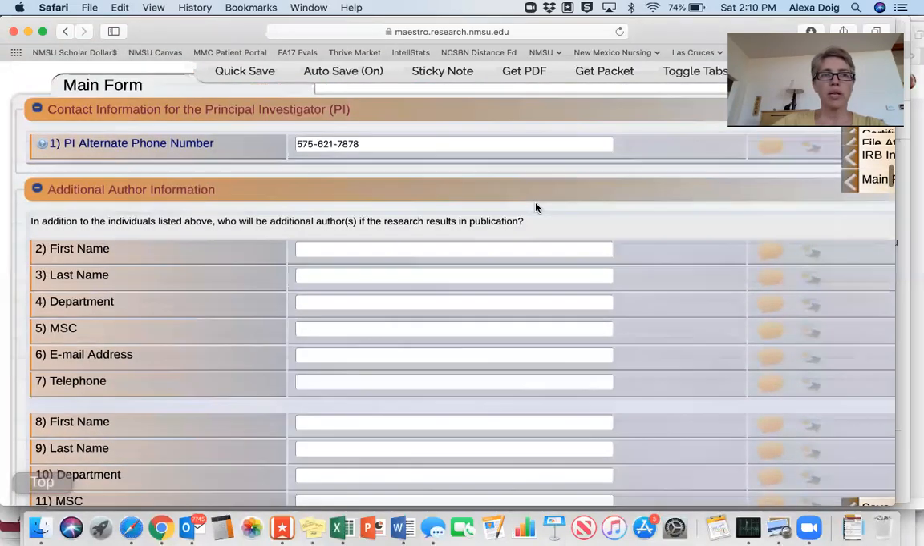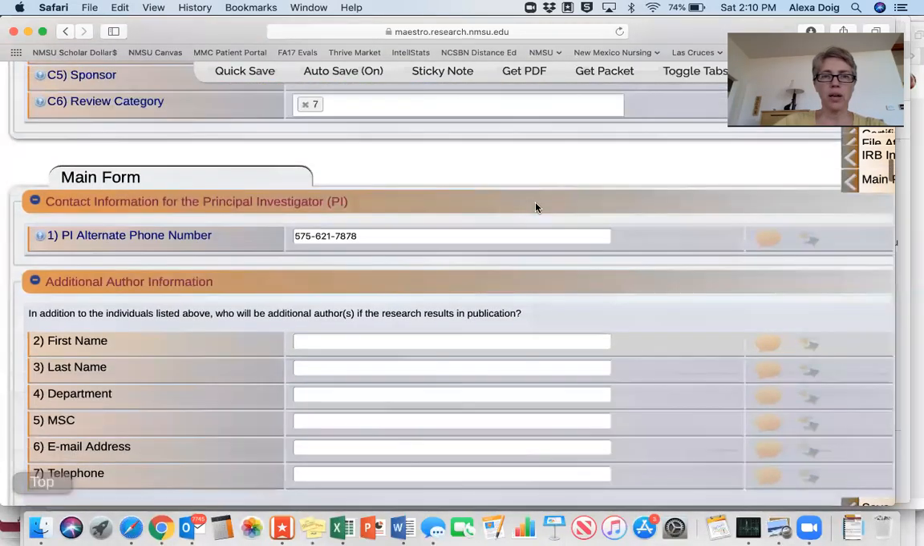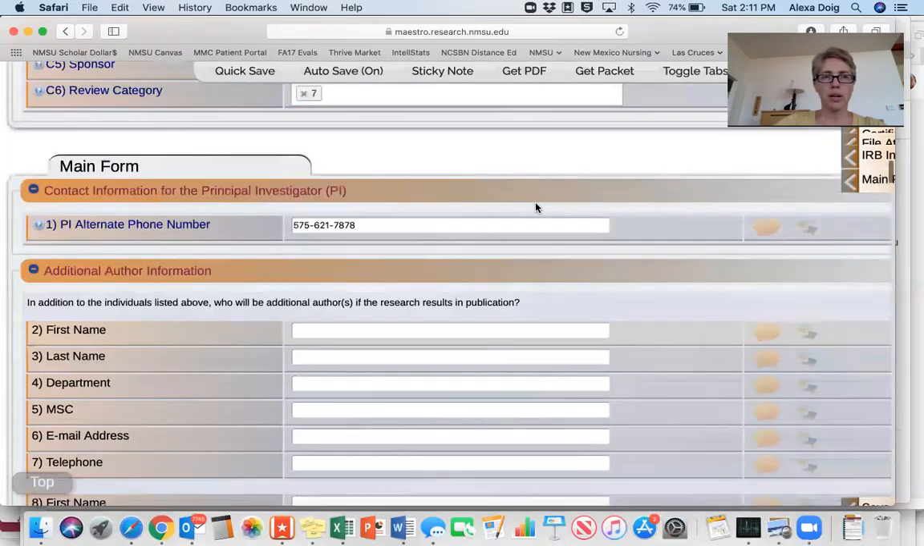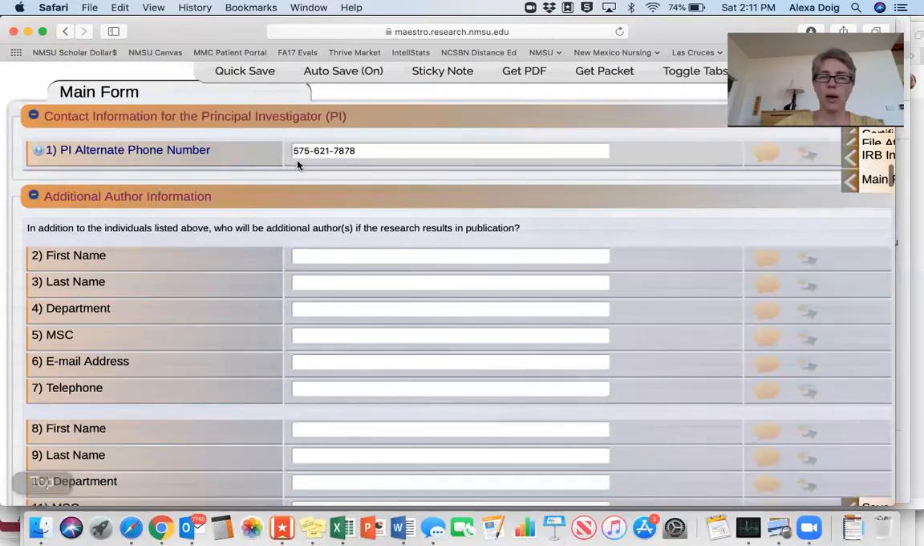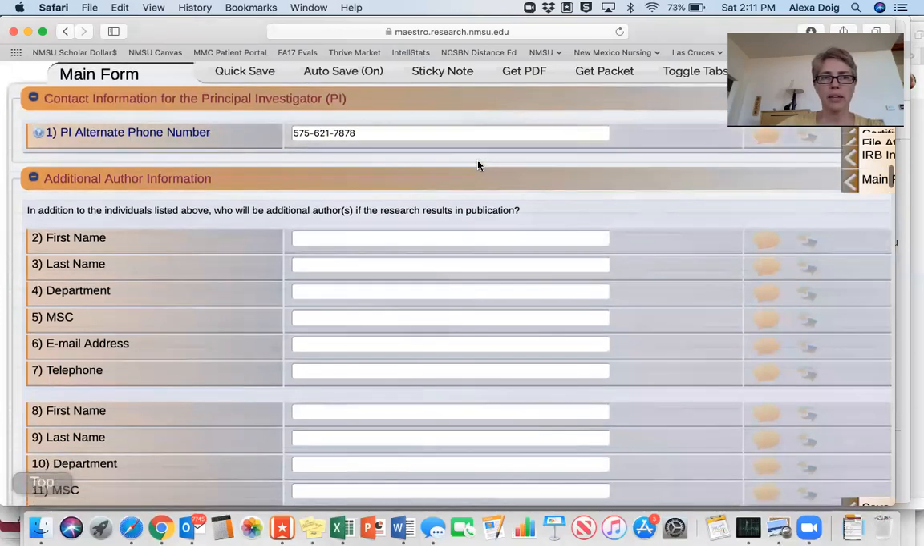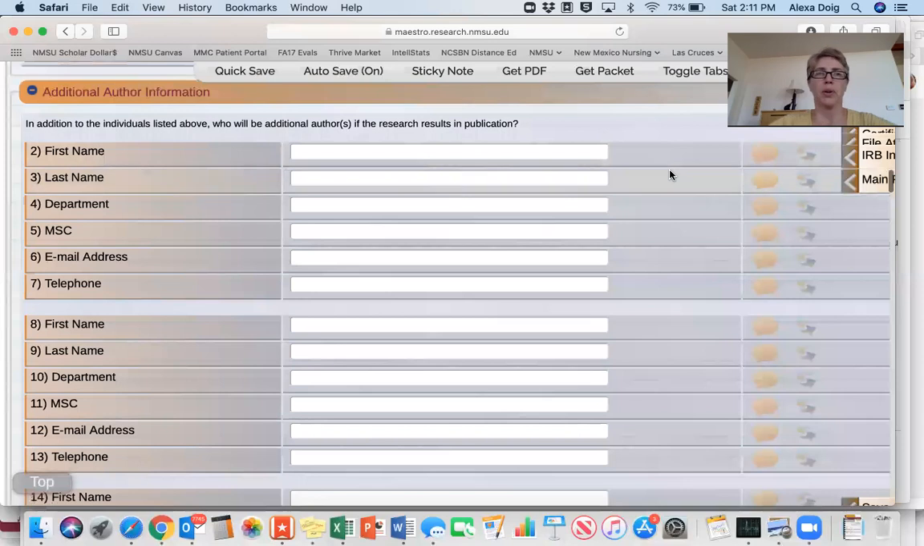So this part here, as we move down, you are going to enter additional author information. If you have another phone number, you don't necessarily have to add that there, but that's a possibility. Now you've listed all of the individuals on your committee up above. If there is someone in your organization who is really contributing to your project, and if you were to publish the paper that comes out of your project, they would be an author, then you can add them here. You can also add them at a later date, so that's fine too if you're not sure.